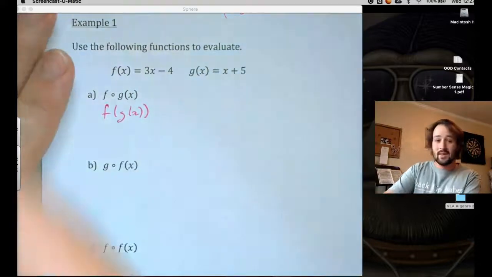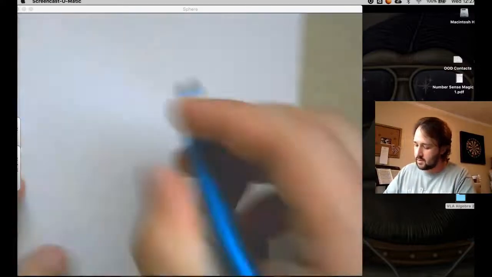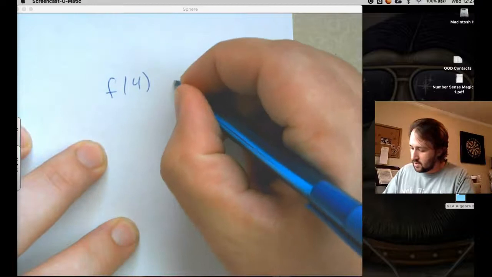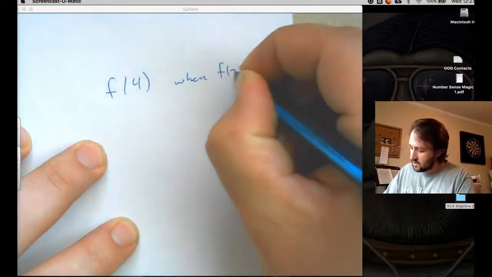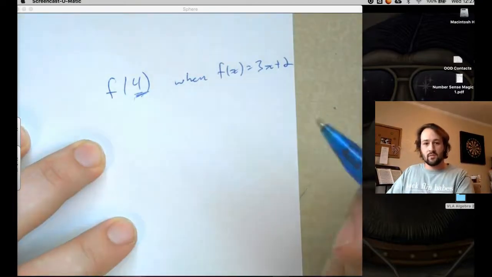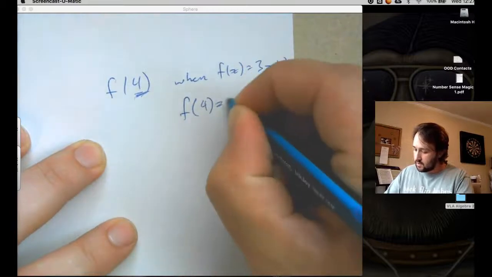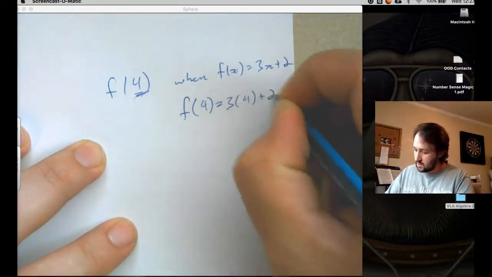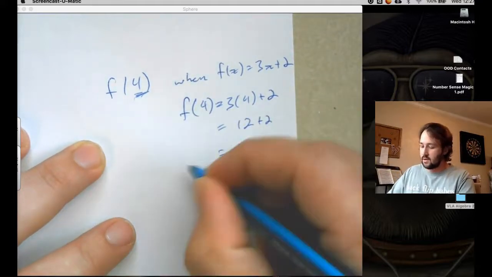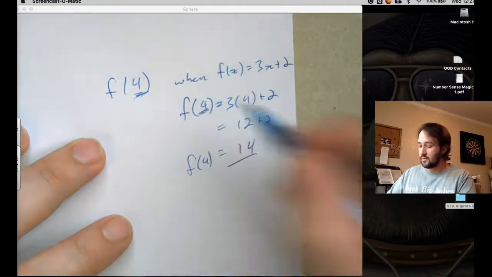All right, so quick aside, normally if we did f of 4 when f of x equals 3x plus 2, that means my x value is 4. So I would put in 4 so that f of 4 would be 3 times 4 plus 2. Then I would do this as 12 plus 2. Then I would do this as 14. So I would say f of 4 equals 14, right? So instead of an x, I had a 4.